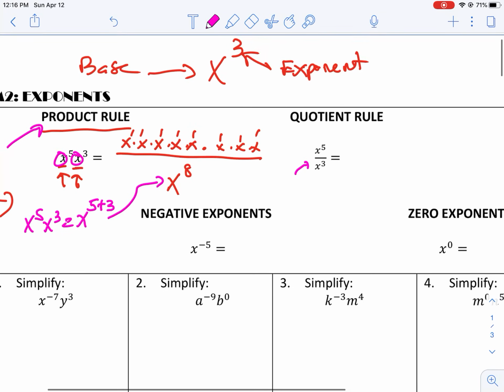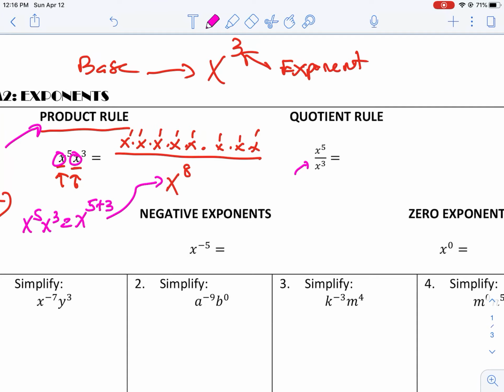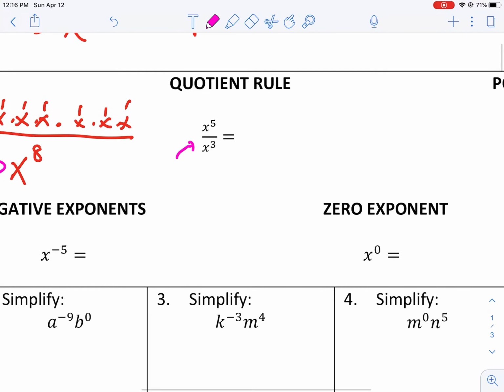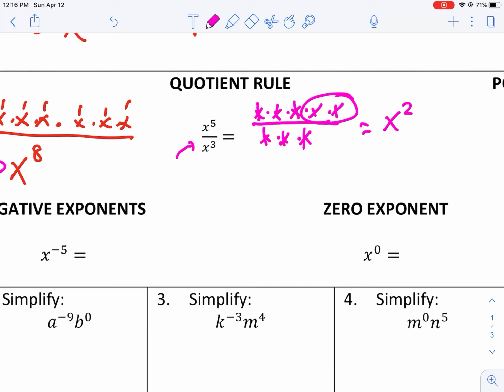So quotient, which is division or a fraction bar, is the opposite. Remember, multiplication and division are opposites. So if in multiplication you add them, in division or quotient you're going to subtract. But how do we understand it? X to the 5th is x times x times x times x times x. X to the 3rd on the bottom is x times x times x. And remember, with fractions you can cancel. One x on top cancels one on bottom, again, and again. That leaves just these two, or x squared on top.